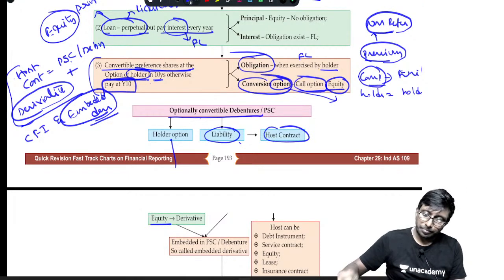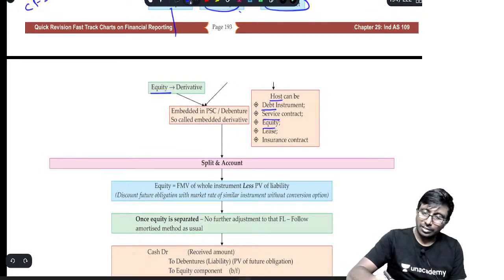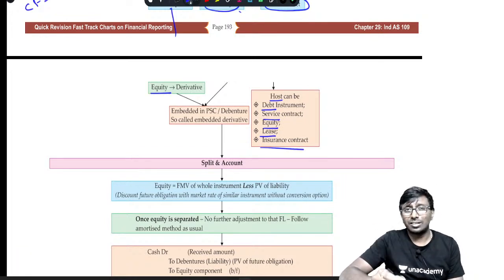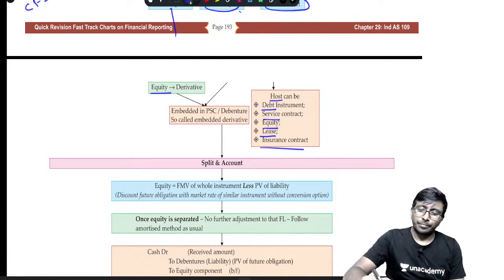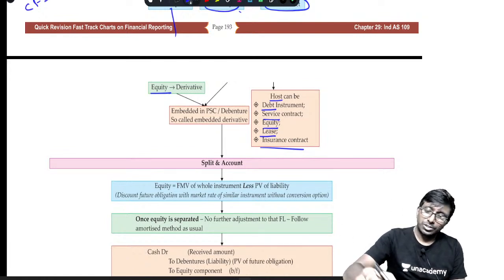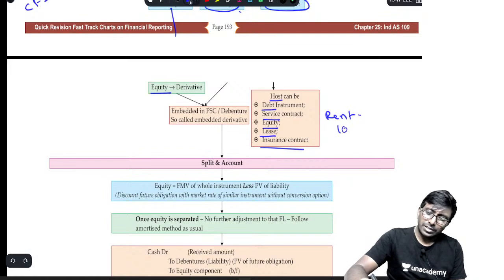And what is that we have given? Just for example, a host contract can be a debt instrument, service contract, equity, lease, or insurance contract. It can be anything actually. I can enter into a contract. I will say, you Mr. X, you have to pay me rent. Okay sir, I will pay rent. How much should I pay, sir? I will say, see here, 10,000 rupees per month you should pay me.